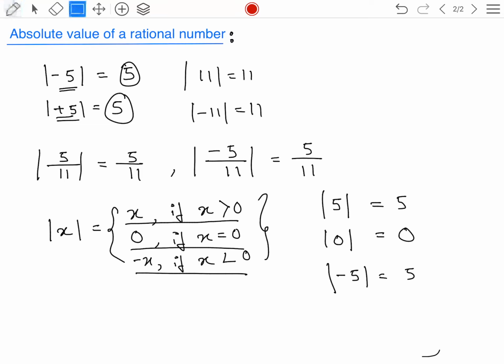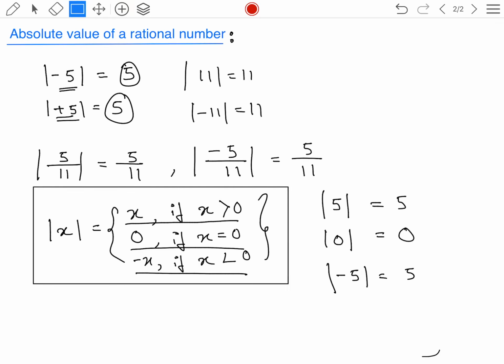If you find this a bit confusing, no need to worry. You can just remember absolute value means numerical value. Anything that is given to you, minus 4 by 15, the absolute value will be 4 by 15. Okay, just remove the sign. Whenever you get a question to find the absolute value, just remove the sign. We'll practice some questions, then you will understand.